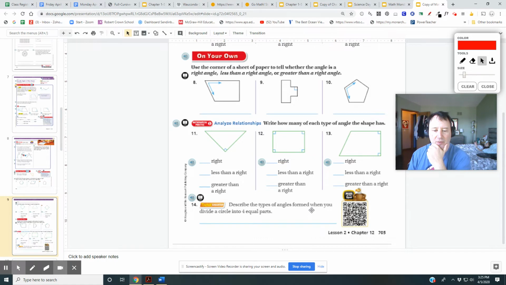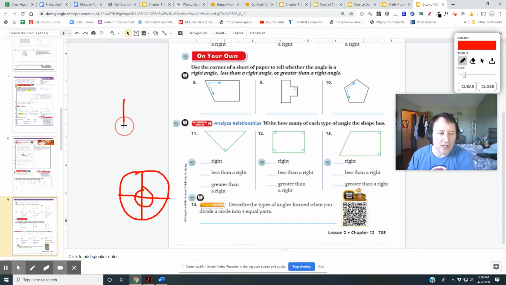Describe the type of angles formed when you divided a circle into 4 equal parts. Okay, so if I took a circle and divided it into 4 parts, if I look here at these angles, they all look like a plus. So every one of these angles would be right angles.